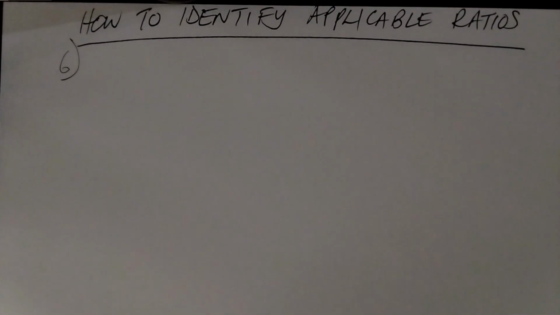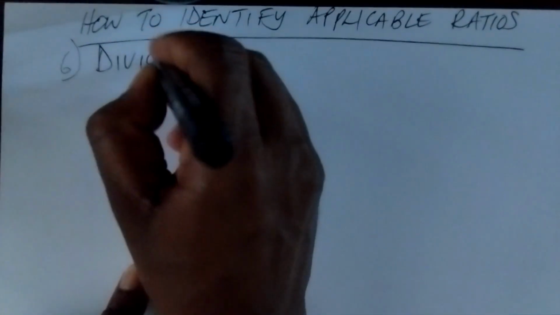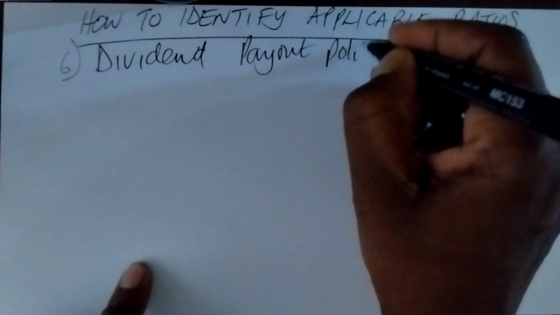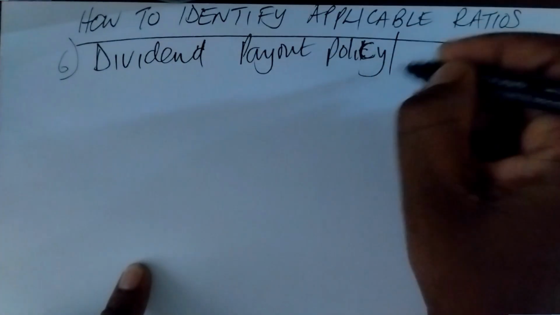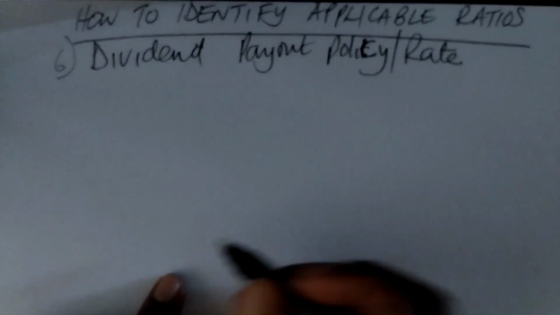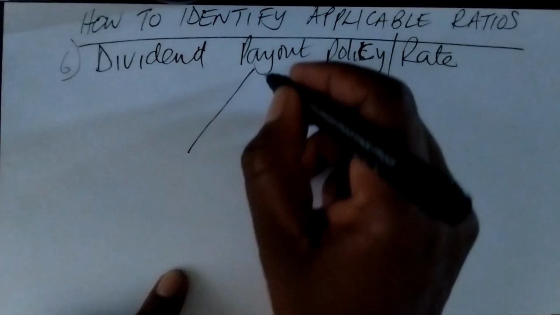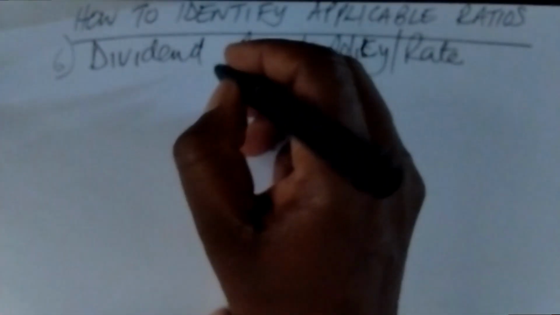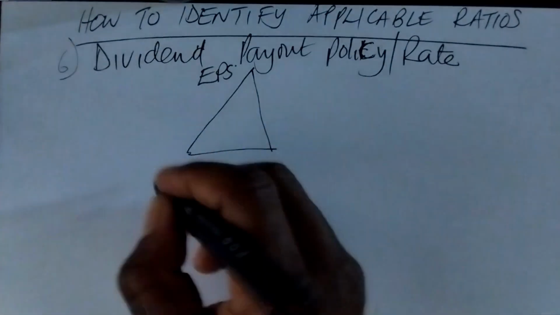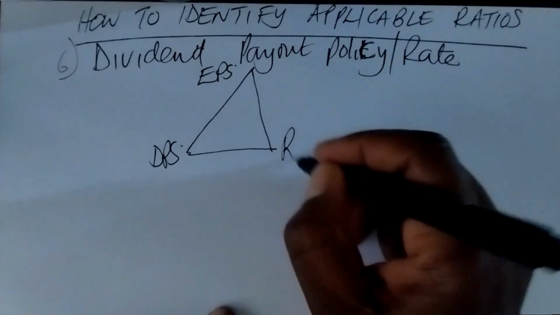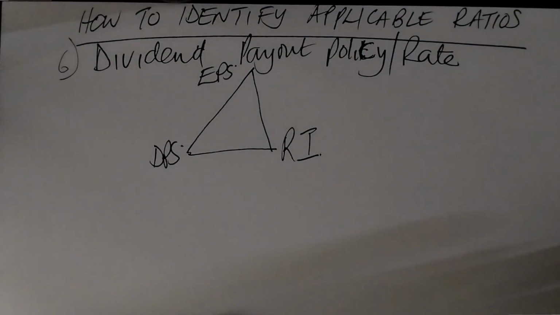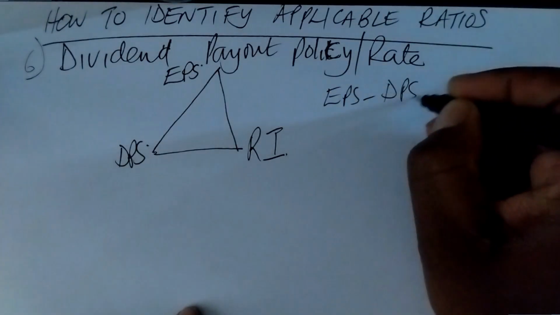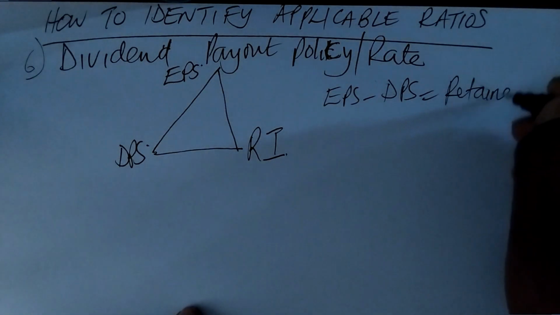Okay, now if they ask you dividend payout policy, or they can say dividend payout rate, I normally want to do it that way. This is your earnings per share, this is your dividend per share, this is your retained income. So you must know that earnings per share minus dividend per share gives you retained income.